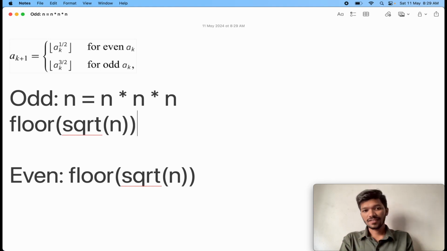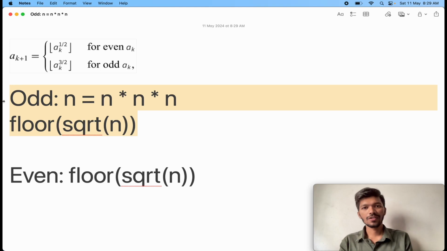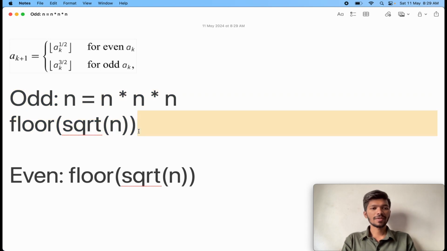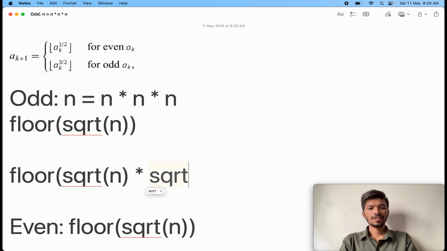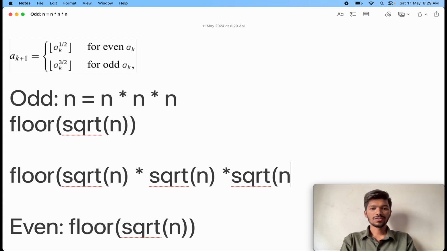instead of taking this, because if you go on doing it this way, for sure it will give you time limit exceeded, since it will take a lot of time calculating it. What we will basically do is, instead of writing this for an odd number, I will simply write it as the floor of square root of n into square root of n into square root of n. So at the end this is what it will look like, right?